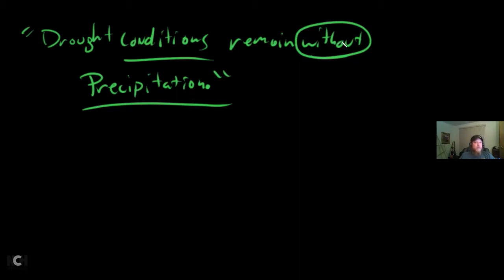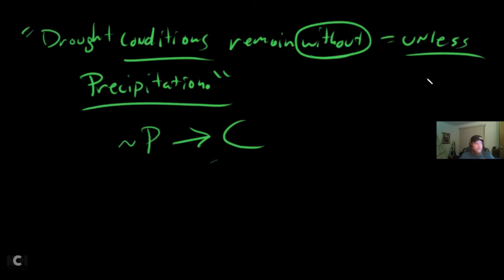What does that mean? Well, whatever follows without, in this case, or whatever follows unless, goes on the left side of an arrow with a not in front of it. So what's following without? Precipitation. We stick it on the left side of an arrow with a squiggle in front of it, and then whatever remains goes on the right side of the arrow. So what this is saying is, if it doesn't rain, then the drought conditions are going to remain or continue. Again, without here means unless. It's really the same thing. This can pop up as well.